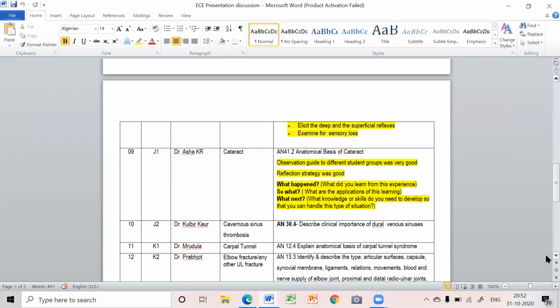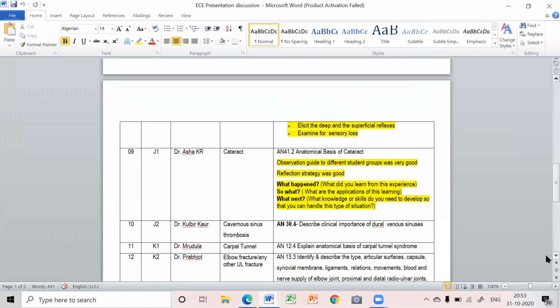Then the module on anatomical basis of cataract, I like that observation guide, ma'am. Three different groups observing three different criteria. One was observing the patient interaction, communication with the patient. One was observing the examination, the visual acuity examination in the patient, and the other one was observing the patient counseling. My question to Dr. Asha would be, clarification, not a question, clarification.